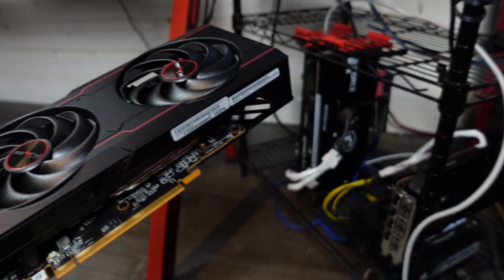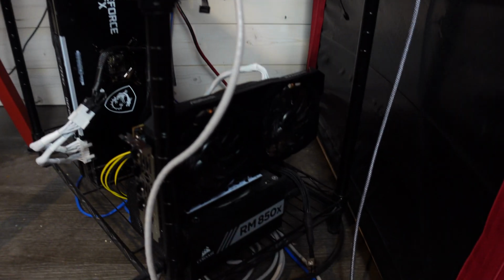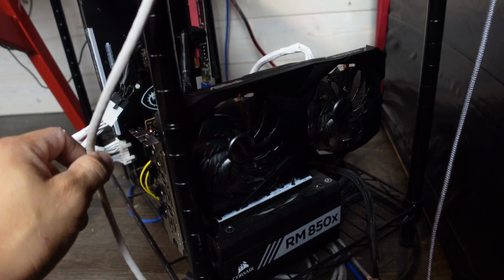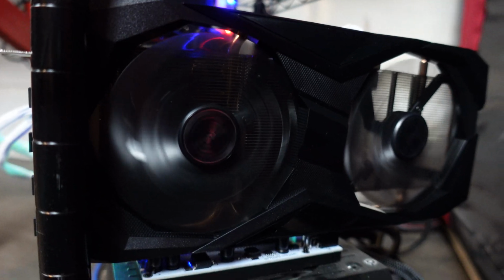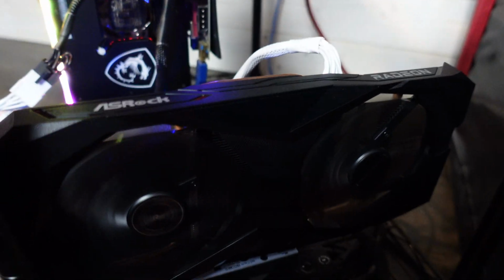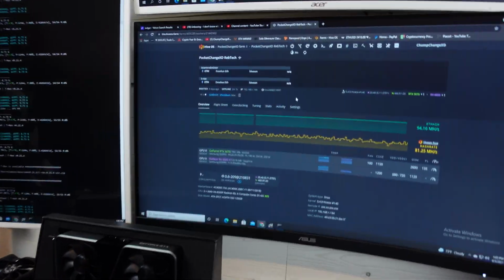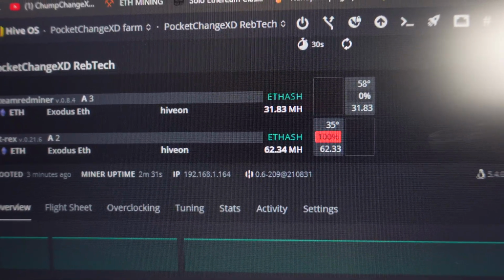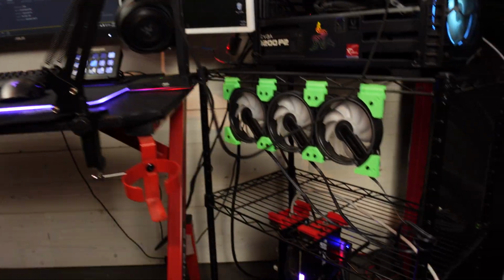All right, Pulse is out. I'll just put her up on the desk for now. And there's the good old AsRock. Let's turn this thing on and see what happens inside the system. All right, so I just fired it up at the same clocks, as you can see.